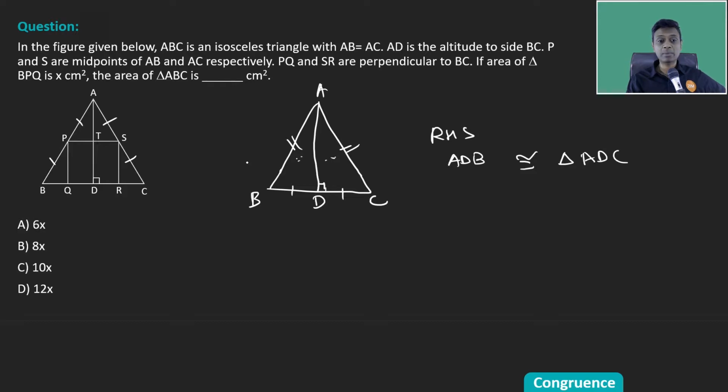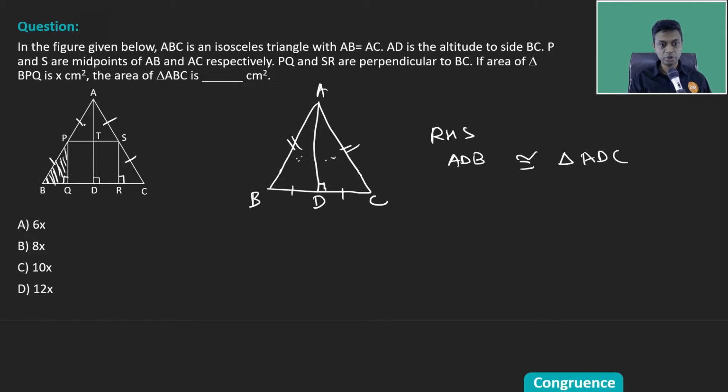PQ and SR are perpendicular to BC. PQ is perpendicular to BC. SR is perpendicular to BC. The right angle triangle. If the area of triangle BPQ is x centimeter square, this is x, then the area of triangle ABC, what will that be? A wonderful question. So this is x. What will triangle ABC be? Right, so the area of triangle BQP is half into base into height. That's what we are looking at.